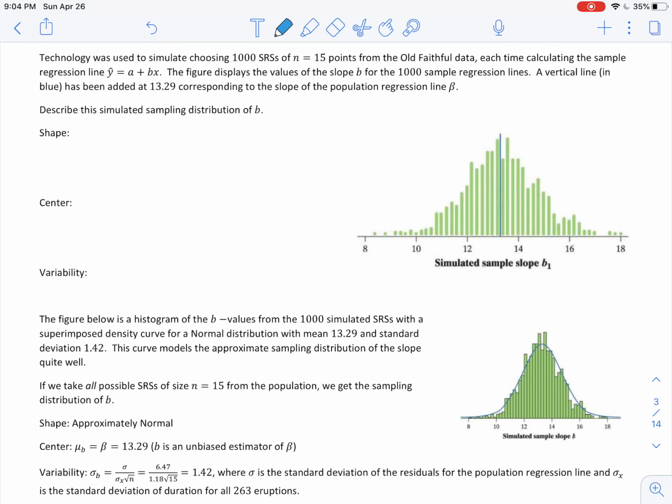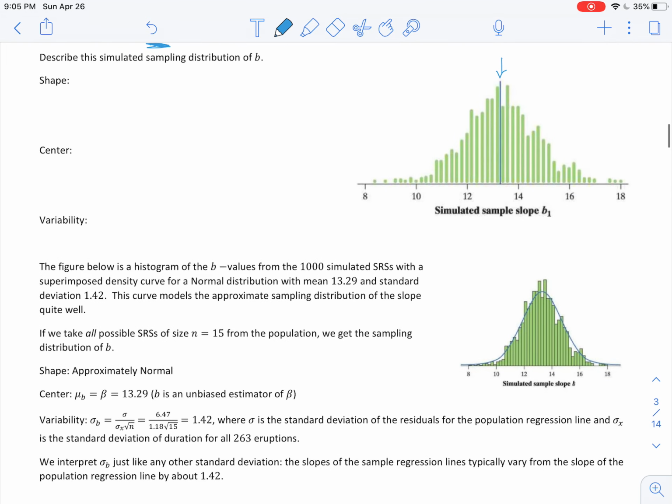So instead of doing just a small sample, technology was used to simulate choosing 1,000 simple random samples of size 15. This is from the Old Faithful data. Each time the sample regression line was calculated and the figure displays the values of the slope b for the 1,000 sample regression lines. So we calculated this group, we found b, you put it on the board, and we did that 1,000 times. The vertical line in blue is our point of reference. This is the 13.29, the population slope's value.